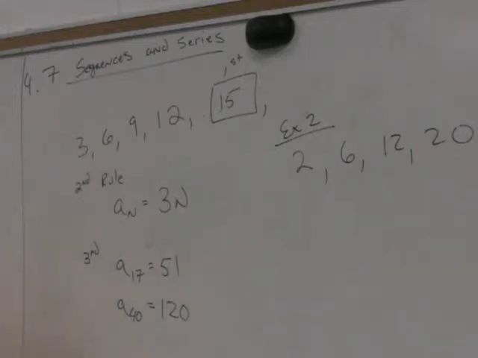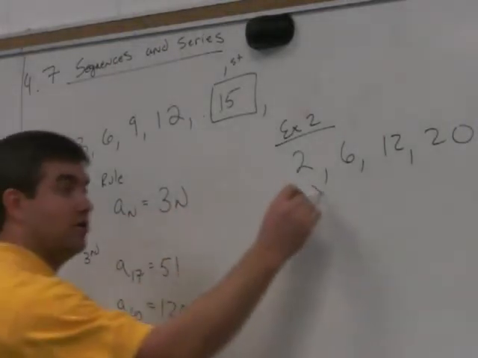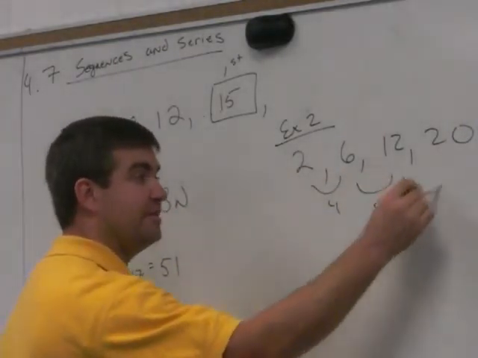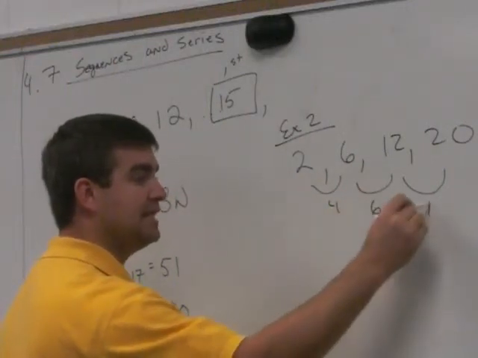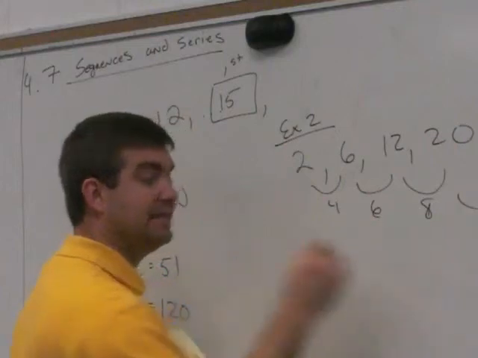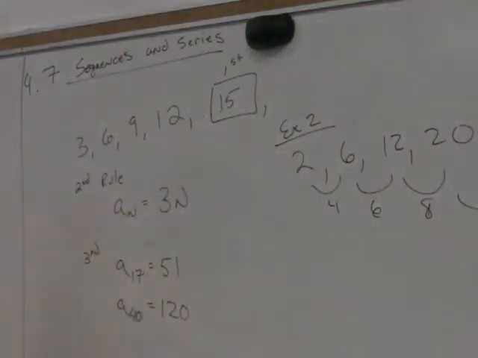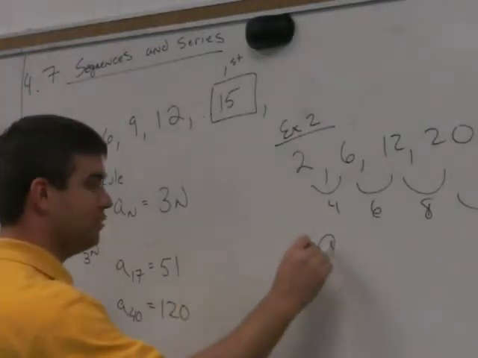All right, somebody that got 30, how did you get 30? So from here to here was 4, from here to here was 6, from here to here was 8, and then from there to there is 10. Is that right? So each time it was going up by 2 more. All right, so the rule. How do we find the rule for this?